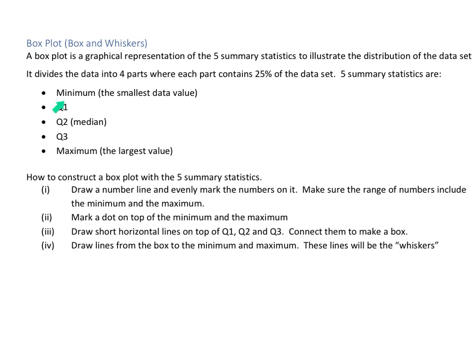So these are the 5 numbers we need. Minimum, which is the smallest number. Q1, the 25th percentile. Q2, which is the same as the median. Q3, and the maximum, which is the 100th percentile, right?